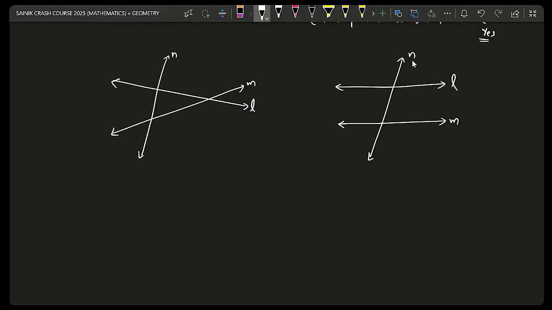Now I am sticking my discussion only to line N. Whichever angles are formed with the help of N, I'm going to name them. Let us say this is 1, 2, 3, 4, and this is 5, 6, 7, 8. And here also I'm taking 1, 2, 3, 4, and 5, 6, 7, 8. Five pairs we are going to discuss now. First pair: corresponding angles.